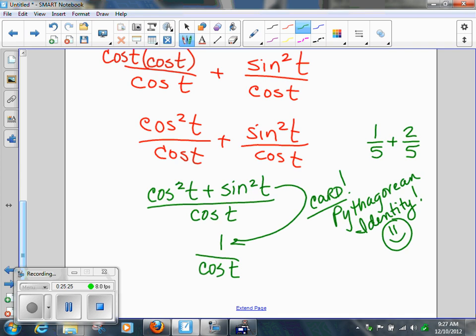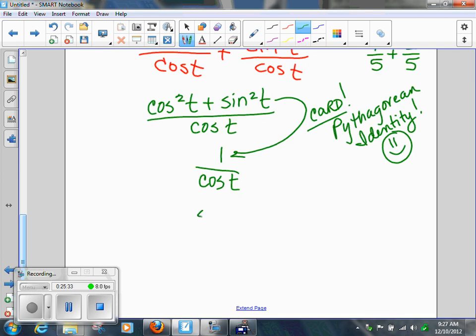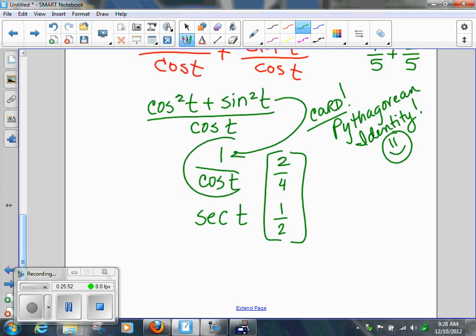And folks, can you clean up 1 over cosine t? It's a what? Secant. That is the reciprocal of secant. So either one, this is like going from 2/4 to 1/2. That's what that's like, okay? This is an advanced math class. It's either 1 over cosine t or secant t, because they're the same thing.